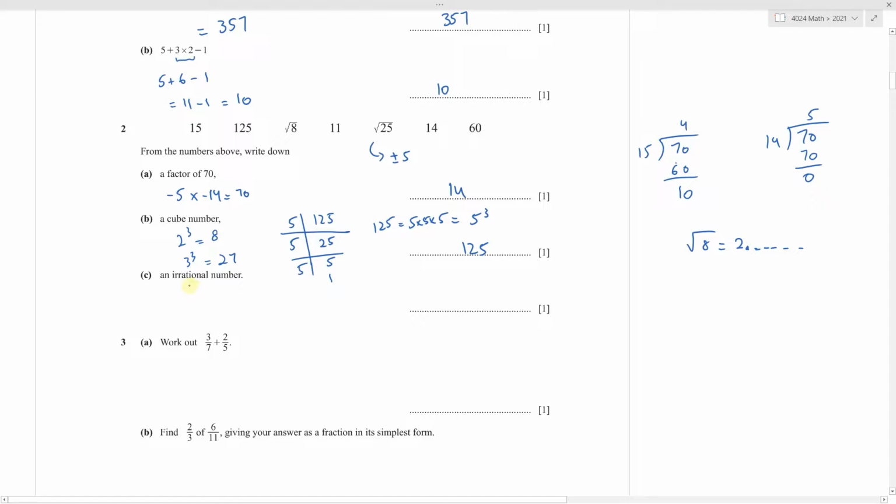An irrational number. An irrational number is a number that cannot be written as a fraction, p over q, where p is a whole number and q is a whole number. So you can write 15 as a fraction, so this is not irrational. 125 can also be written as a fraction. All these other numbers can be written as a fraction except square root of 8, which is 2 point something something something, and it keeps going on. Numbers like these cannot be written in fraction form. So this is an irrational number, square root of 8, because it cannot be written as a fraction.